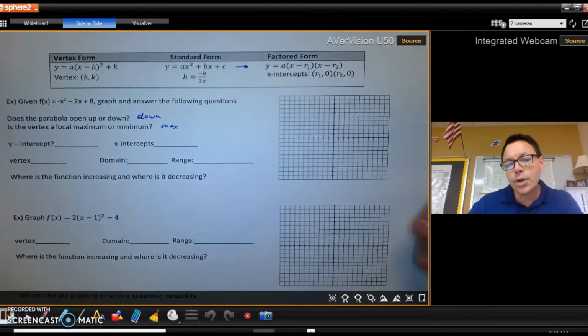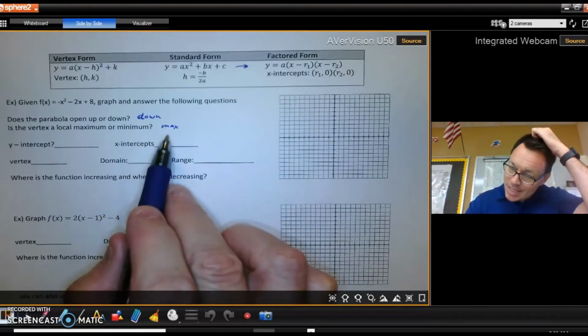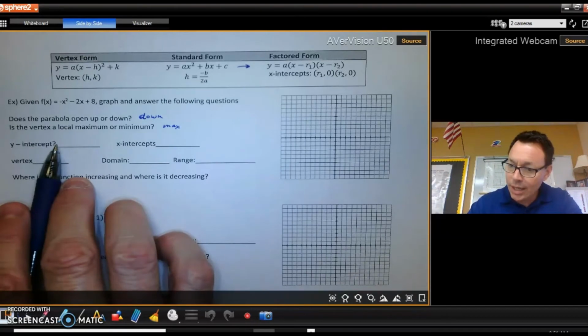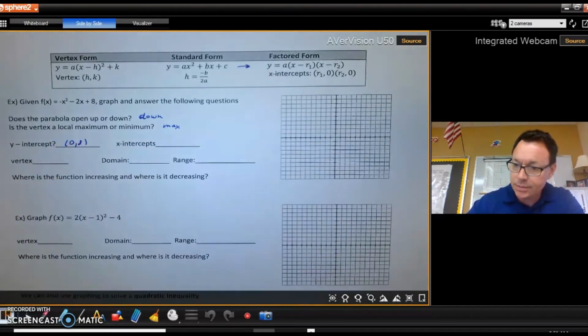Okay, so you're going to hear me use a lot of the same language we were using in Chapter 2. We're going to talk about maximums and minimums. We're going to talk about where is the function increasing or decreasing, things like that. Okay, we're going to talk about domain and range. All right, so it opens down. That means the vertex is a local maximum. All right, what is the y-intercept? The y-intercept is 8. So (0, 8).